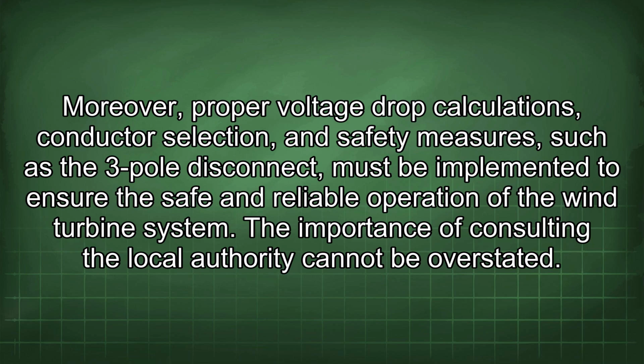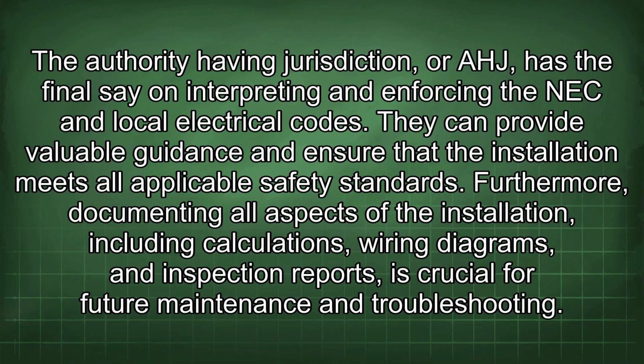Moreover, proper voltage drop calculations, conductor selection, and safety measures such as the 3-pole disconnect must be implemented to ensure the safe and reliable operation of the wind turbine system. The importance of consulting the local authority cannot be overstated. The authority having jurisdiction, or AHJ, has the final say on interpreting and enforcing the NEC and local electrical codes. They can provide valuable guidance and ensure that the installation meets all applicable safety standards.